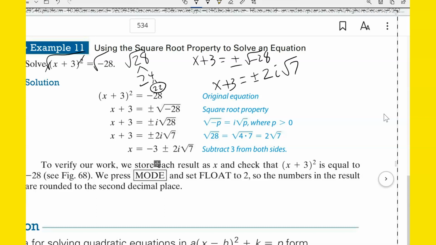Then I get the x completely by itself by getting rid of that plus 3 by subtracting 3 from both sides. So x equals, the -3 is going to come first, -3 plus or minus 2i root 7.